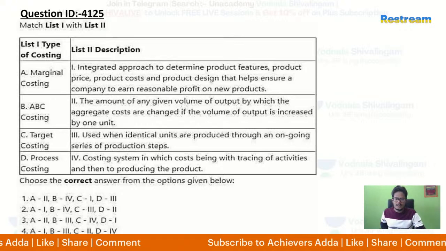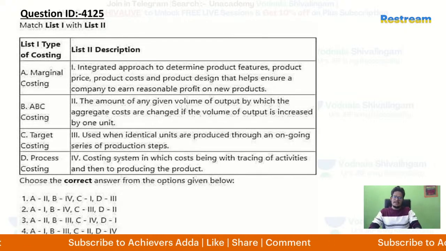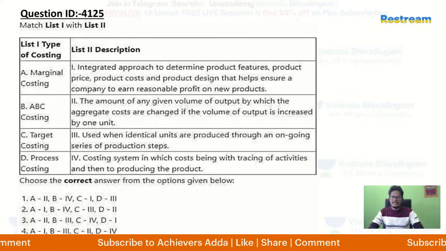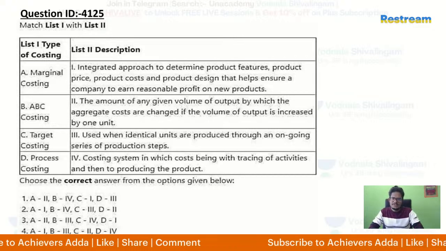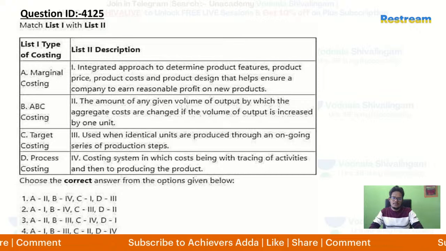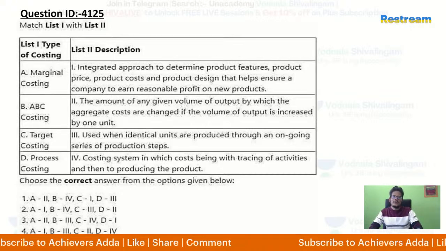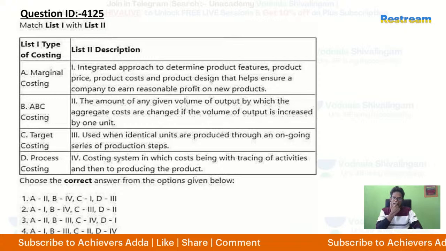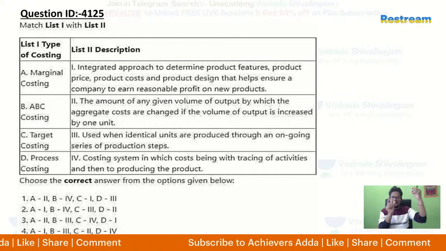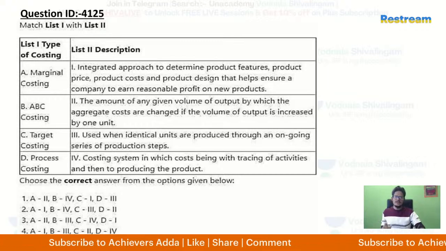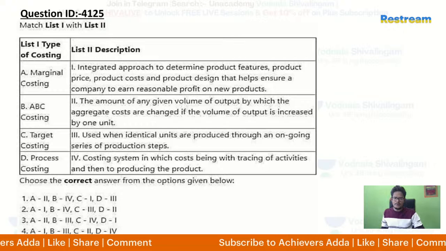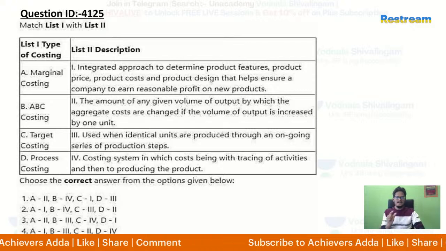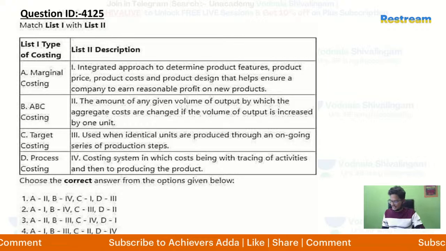ABC costing is costing in which costs are traced to activities and then to producing the product. Target costing is an approach integrating the determination of product features, price, product cost and product design that helps ensure a company earns a reasonable profit on a new product. Target costing is based on the target profit; it decides the target sales price, and based on that we try to reduce the cost of the product. And D, process costing, is one process after another, a production series of steps, where we identify the cost incurred in each process of production stepwise.